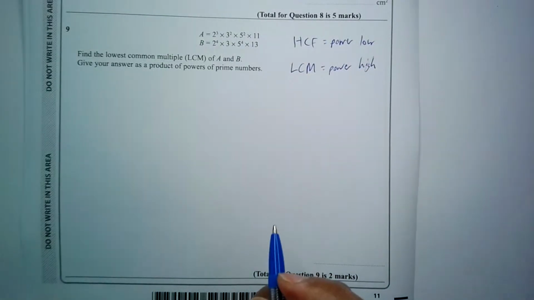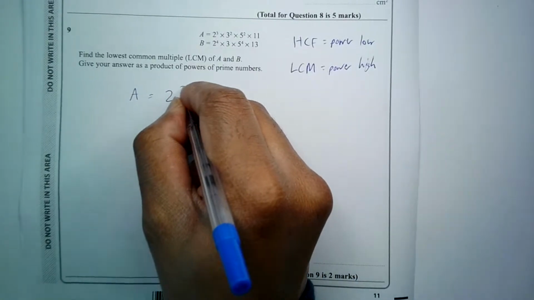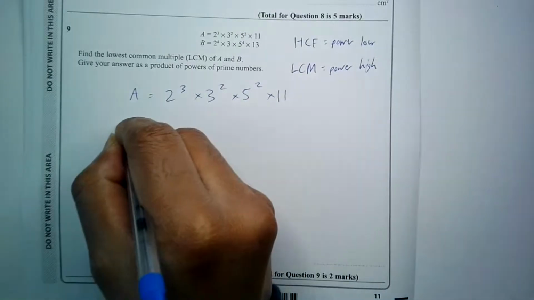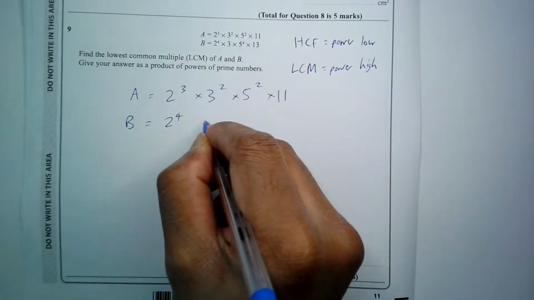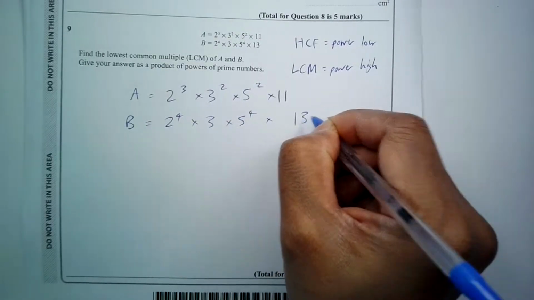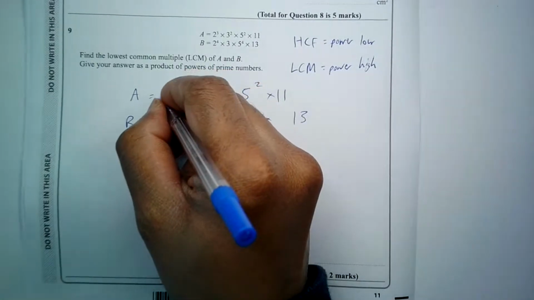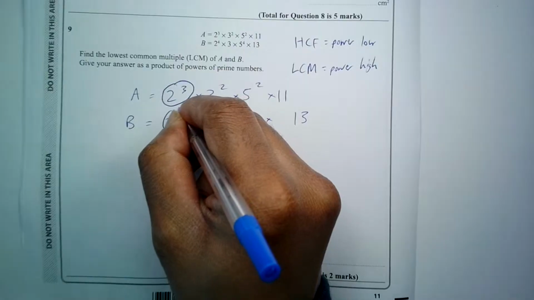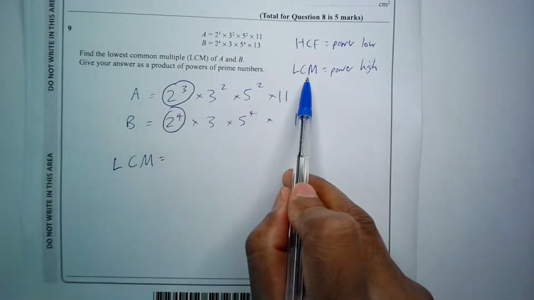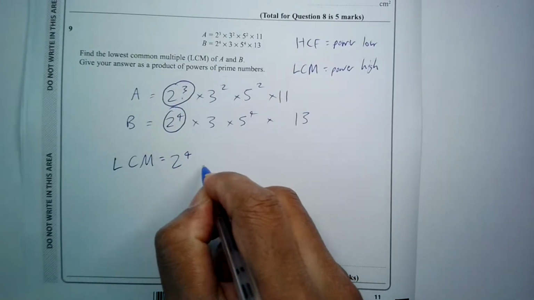High power, power high. All right, so now I'll just rewrite this. A equals 2 cubed times 3 squared times 5 squared times 11. B equals 2 to the power 4 times 3 times 5 to the power 4 times, I'm not going to put it underneath 11, I'll put it underneath 13 because these are two different prime numbers. So I'm looking at 2 to the power 3, 2 to the power 4. Find the LCM. I'm looking for the power that's high. So 2 to the power 4 or 3, it's going to be 2 to the power 4. That's the higher power.